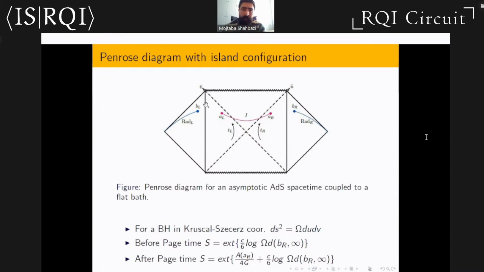And if we want to compute the entanglement entropy through the island prescription, before the Page time, we should compute the area of these patches. And after the Page time, we should compute this area, because this area is detached from the other area. We call it an island.